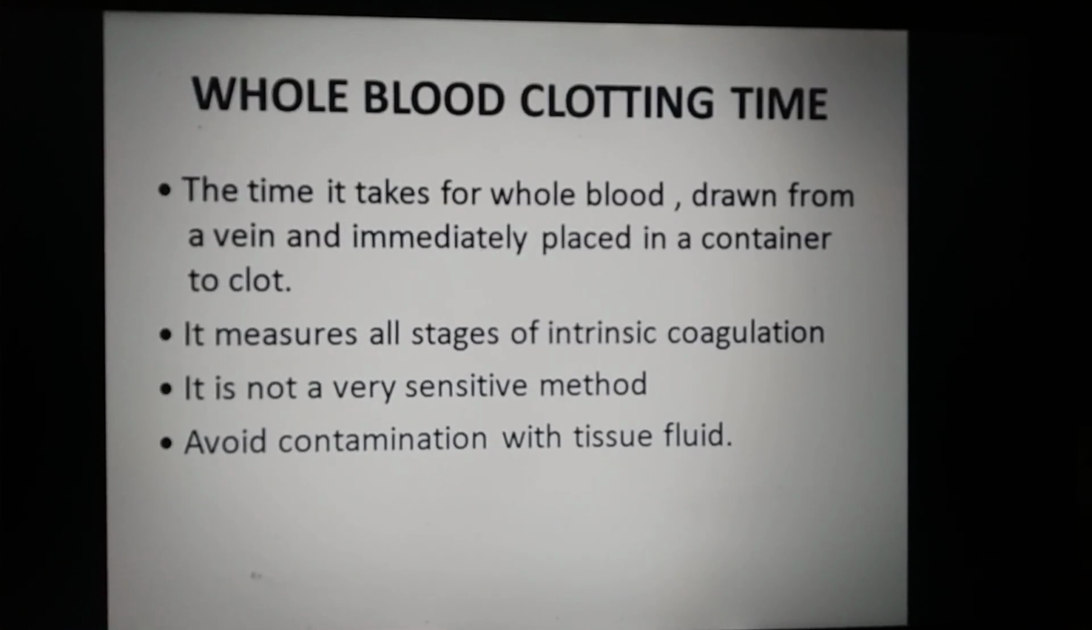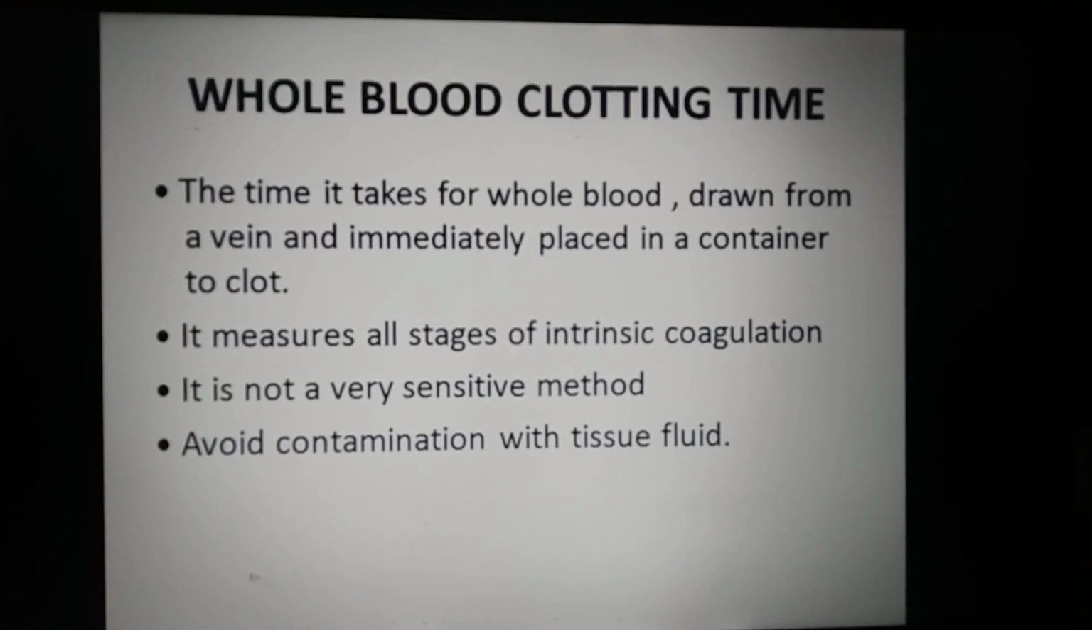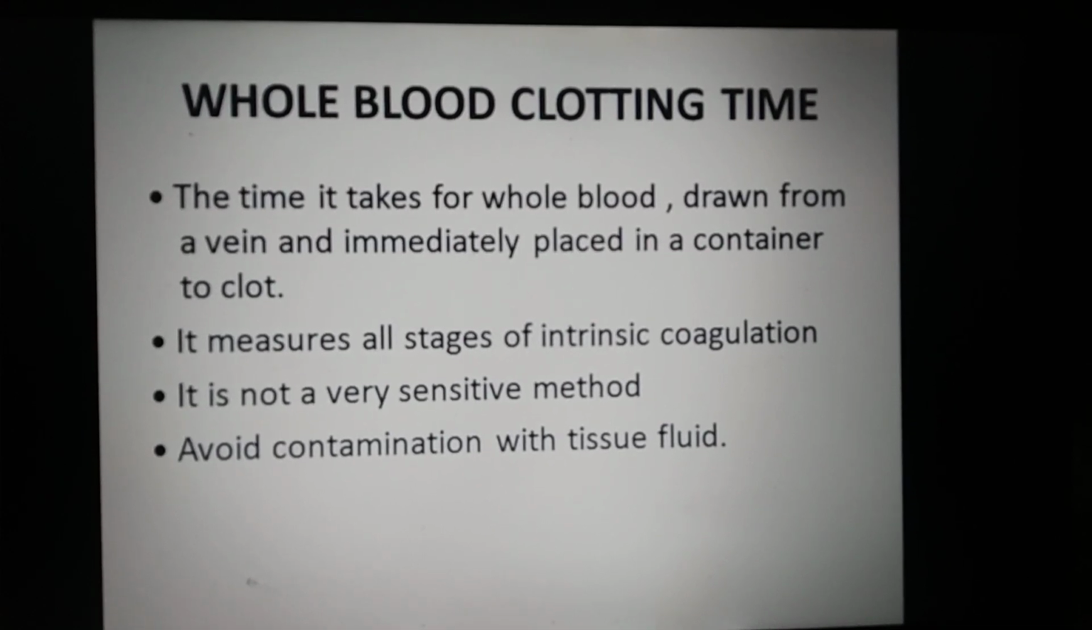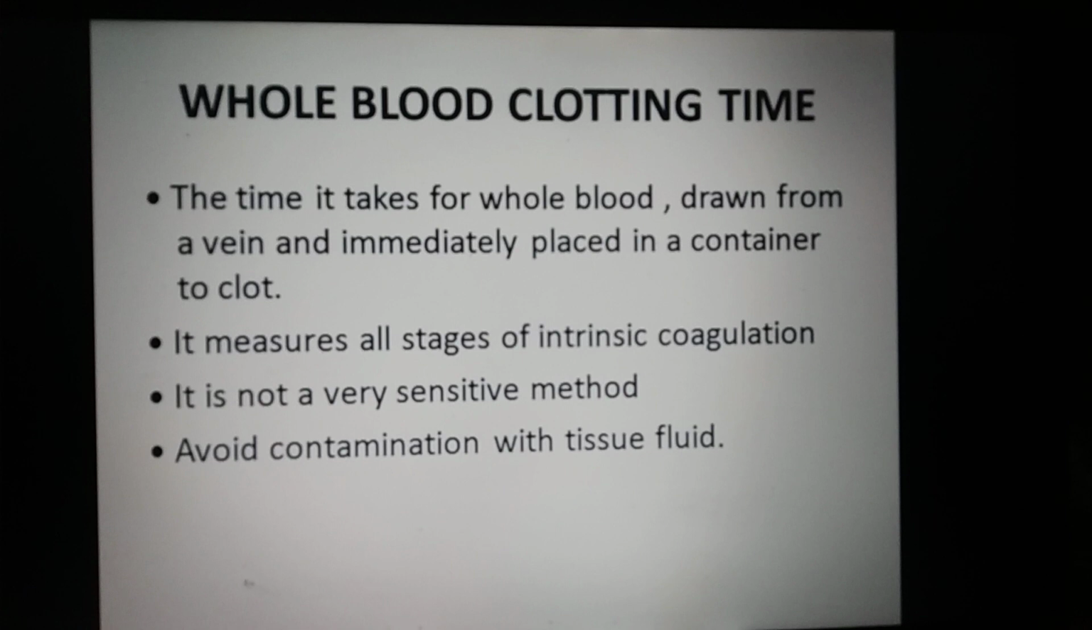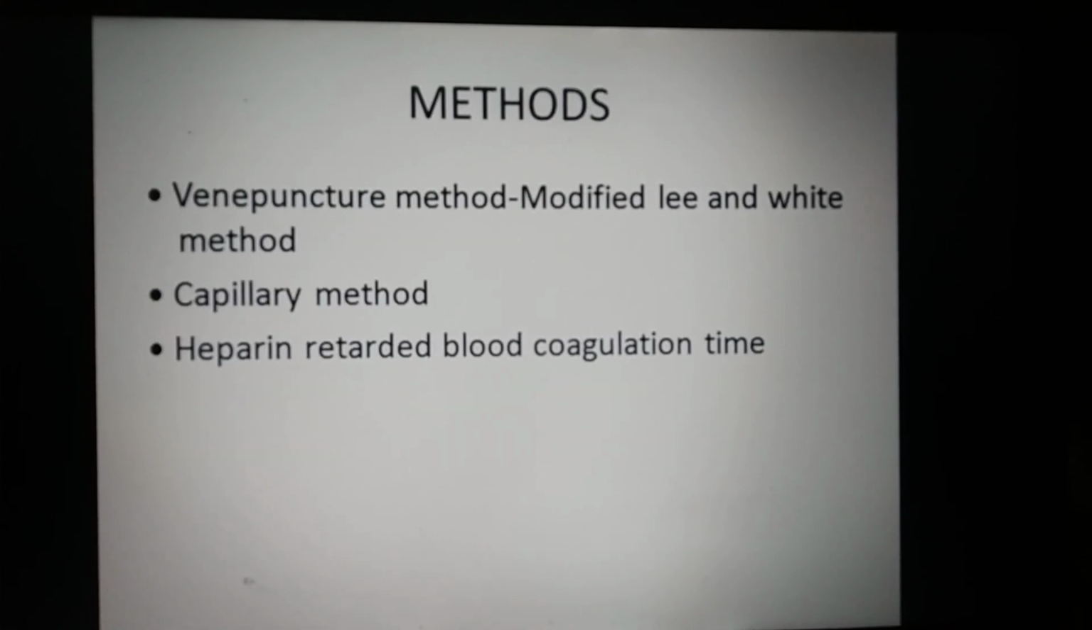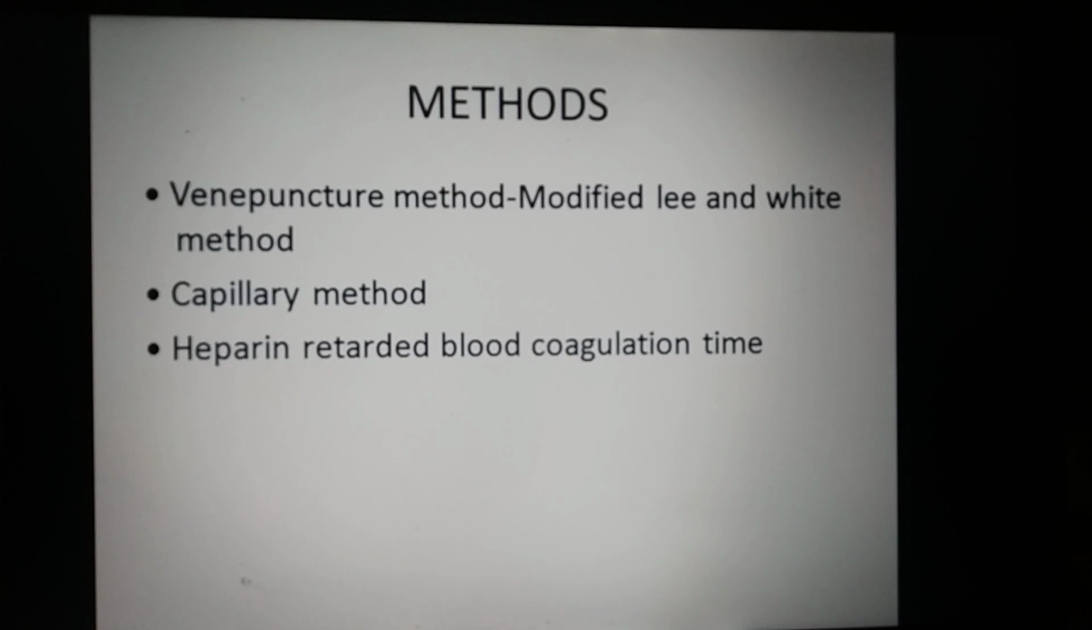Now coming to the next topic, clotting time. This is the time it takes for the whole blood drawn from a vein and immediately placed in a container to clot. It measures all stages of the intrinsic coagulation. It is not a very sensitive method, and we have to avoid contamination with tissue fluid. Now, the different methods: first is the venipuncture method, which is also known as the modified Lee and White method, then the capillary method, and heparin retarded blood coagulation time.